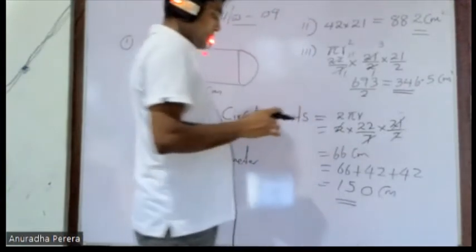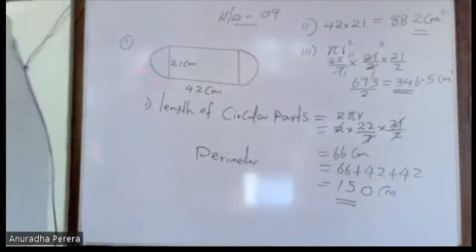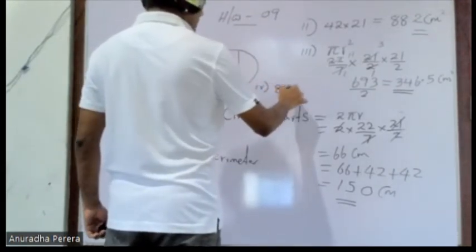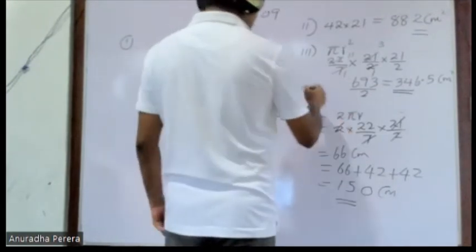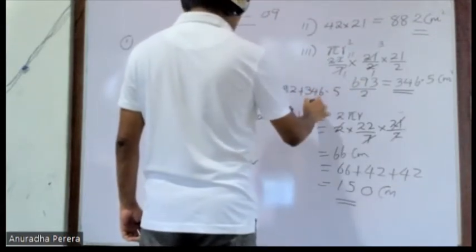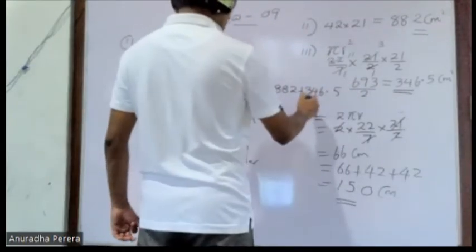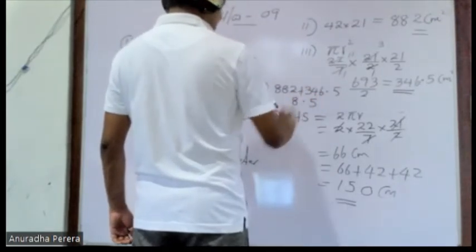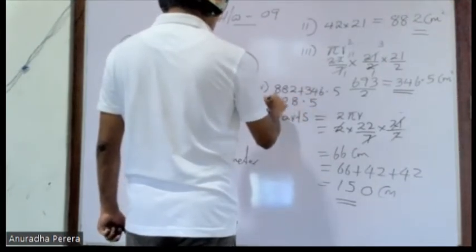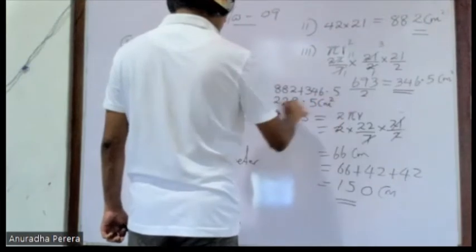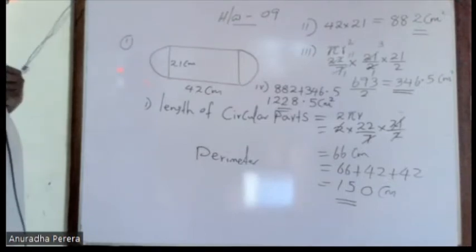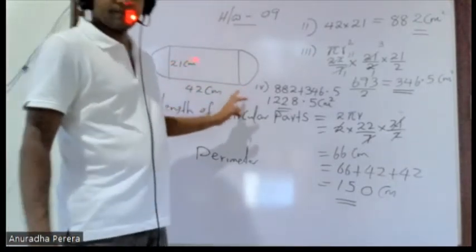And last one, find the area of the compound plane figure. To find it, you have to add the area of the rectangular part and the area of the semicircular parts. The total area is 1228.5. Yes, this is the answer.